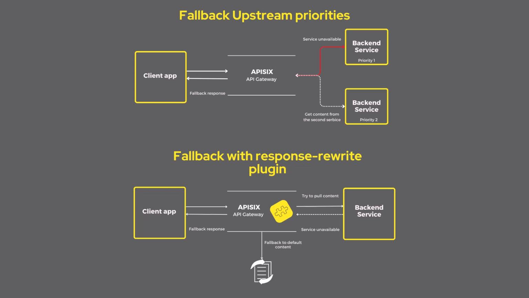As we have seen in this video, fallbacks are a safety net for when things go wrong with APIs. By using the APISIX upstream configuration or the response-rewrite plugin, you can provide thoughtful, user-friendly responses that keep the system functional and maintain trust with users.